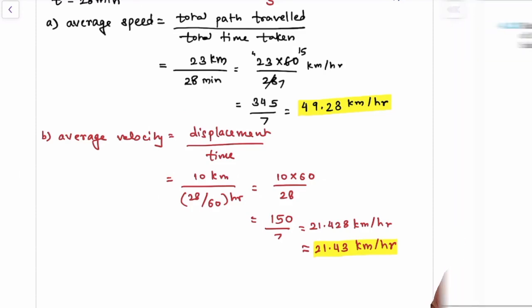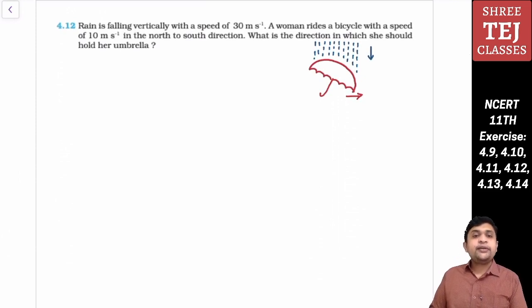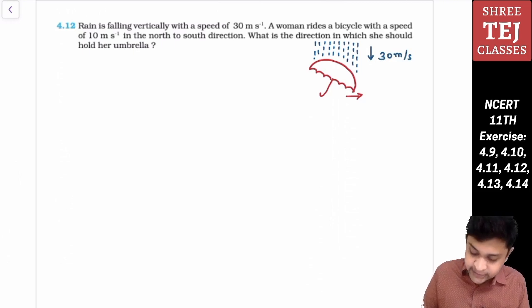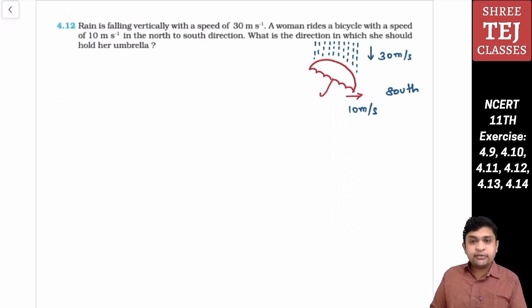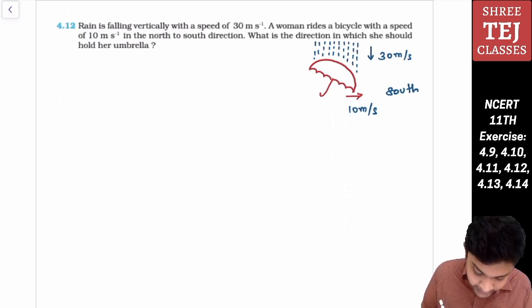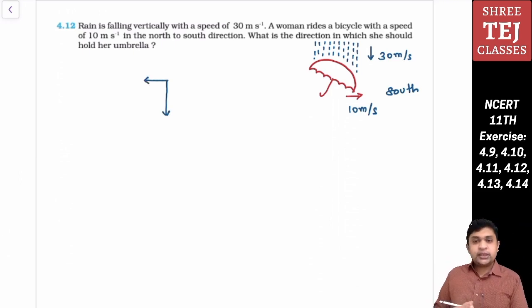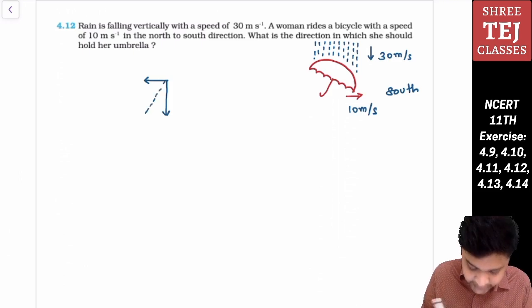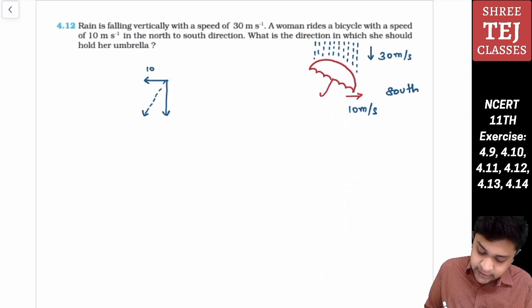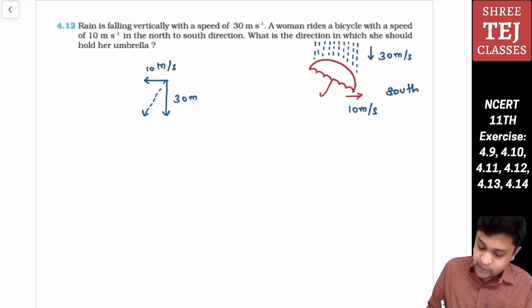Now let us move to the next question. Question 4.12. Rain is falling vertically with a speed of 30 meter per second. A woman rides a bicycle with a speed of 10 meter per second, and this direction is south. What is the direction in which she would hold her umbrella? So for her umbrella, the net velocity of rain would be 30 meter per second downwards and 10 meter per second towards north. This is 10 meter per second. This is 30 meter per second.